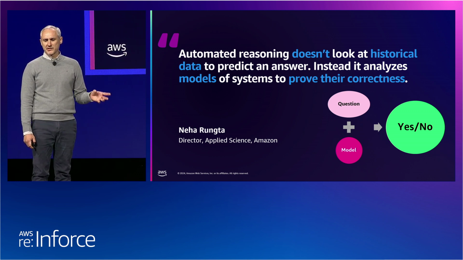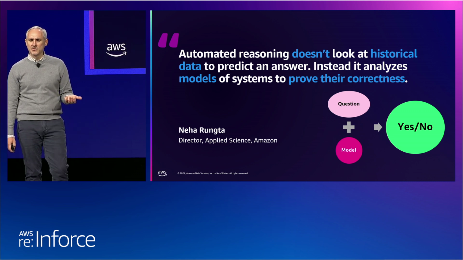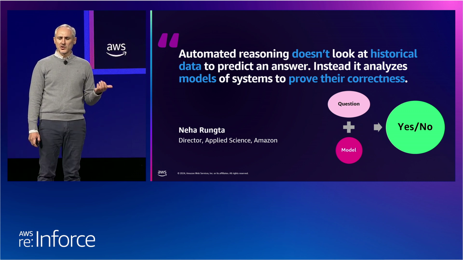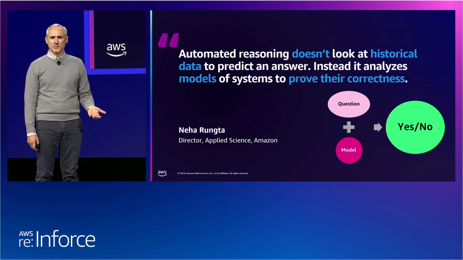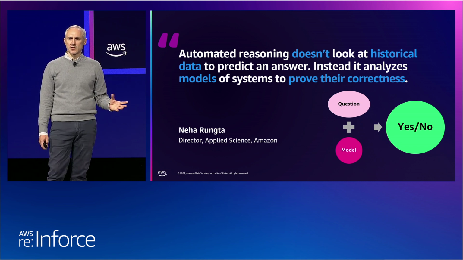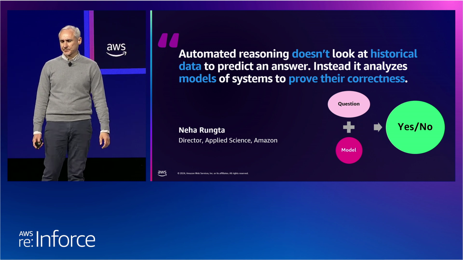So there are two key parts. First, you have to model the system you want to analyze, and then once you have a formal model of the system, you can ask questions. Automated reasoning gives you yes or no answers to these questions, and these answers are mathematically rigorous. You can trust the answer of the tools because it's built on a theory that ensures correctness.